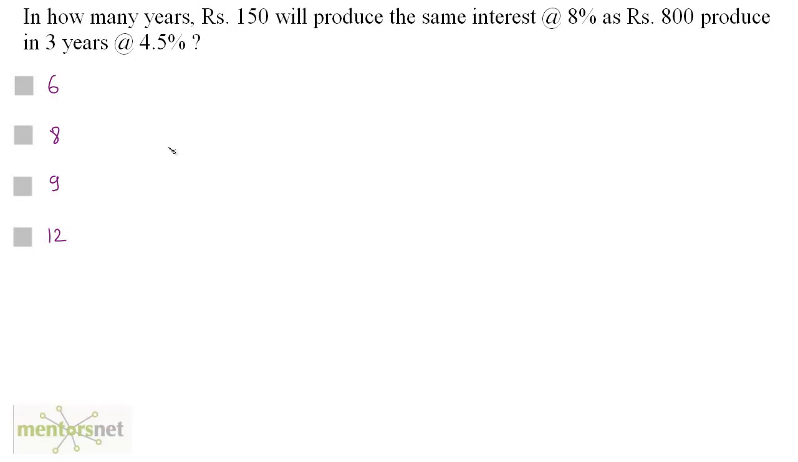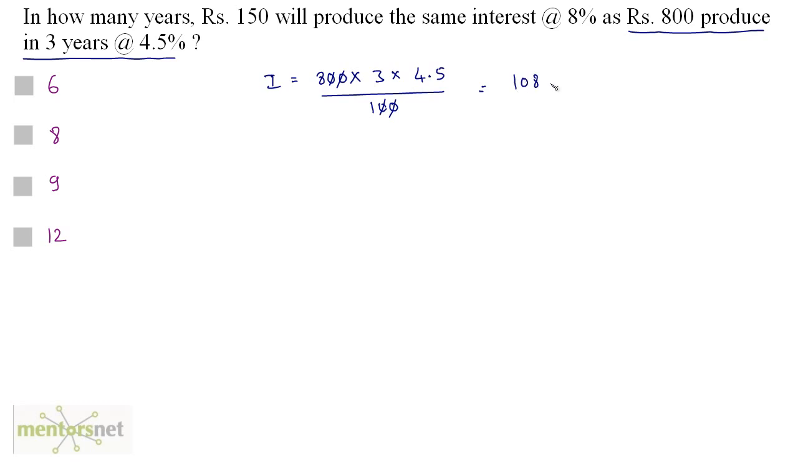In how many years will rupees 150 produce the same interest at the rate 8% as rupees 800 produce in 3 years at 4.5%? Well, let us first calculate the interest produced by 800 rupees in 3 years at 4.5%. So it is equal to, the principal is 800 times N is 3 times R is 4.5 upon 100. So these zeros get cancelled out. So we have 8 times 3 times 4.5, and that's 108 rupees.